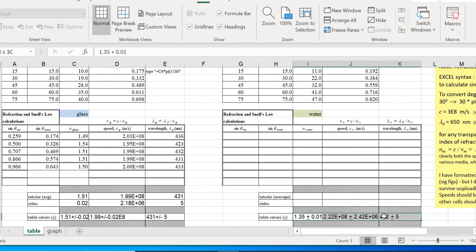You can do the same analysis that I just did here for glass, for your glass and your water. I hope that helps. Have a nice evening.